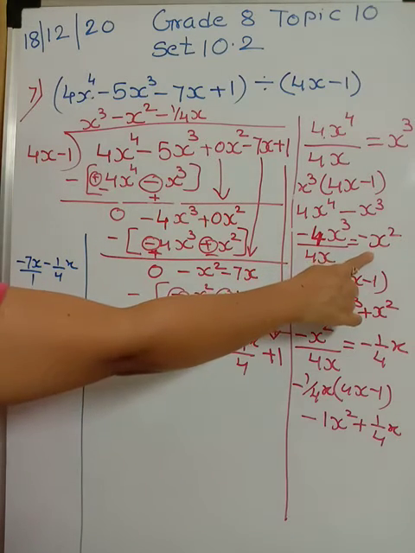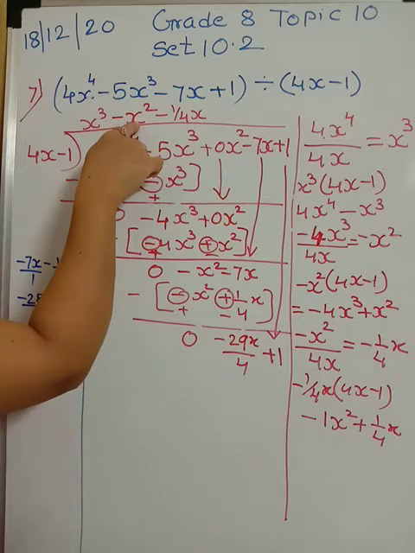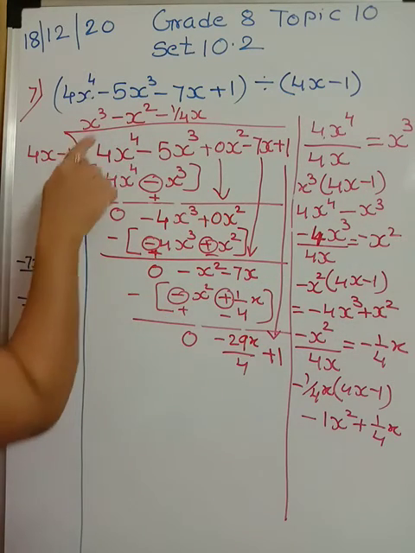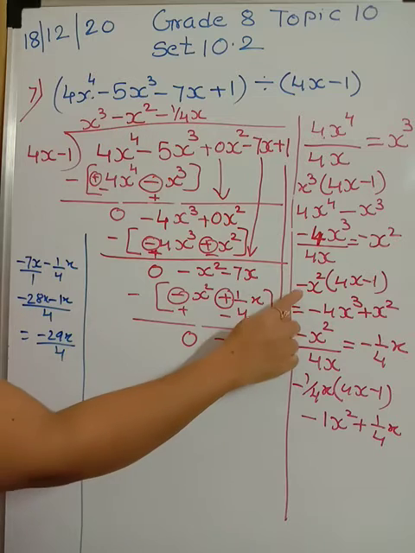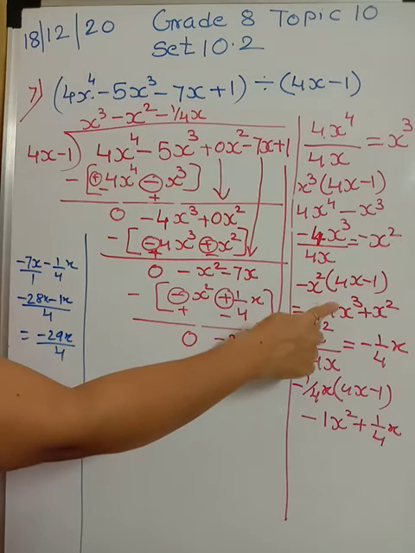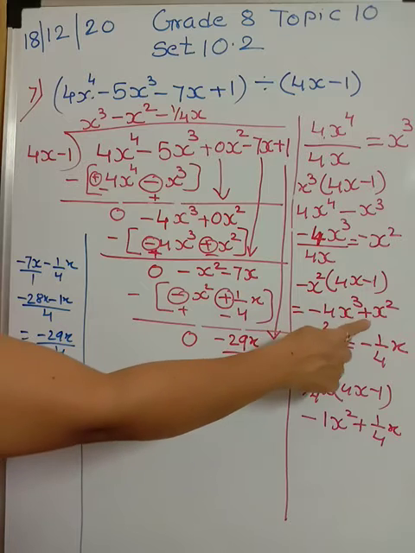What you get? Minus x square. That will be your second term. First is x cube, then is minus x square. Now this minus x square again you multiply with 4x minus 1. What do you get? Minus 4x cube plus x square.